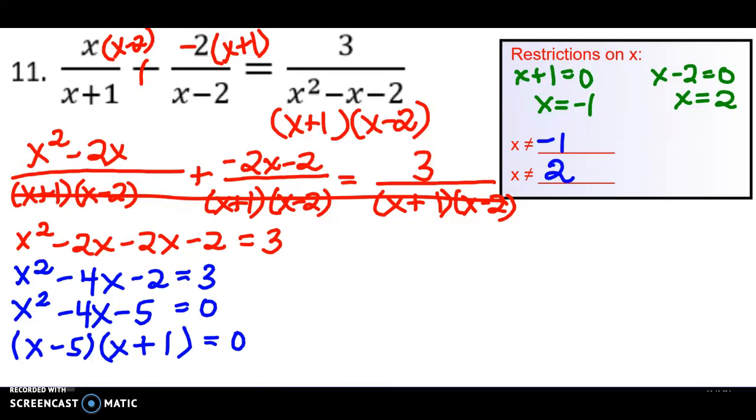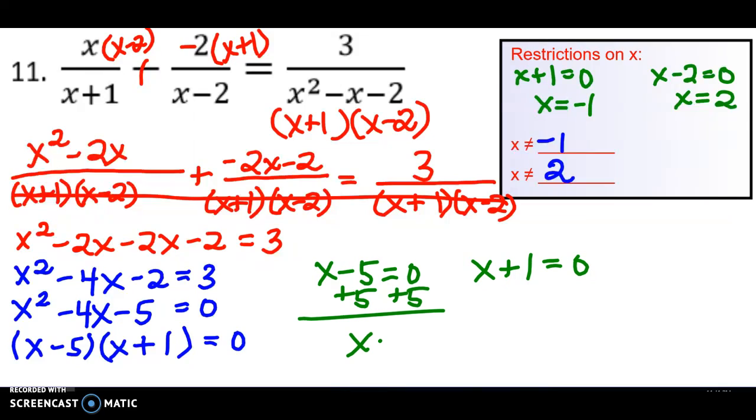Okay, so hopefully you remember the next step with these factors is to set each of them equal to 0. So we have x minus 5 equals 0, and we have x plus 1 equals 0. And when I solve this first one by adding 5 to both sides, I get x equal to 5 as a solution. And when I subtract 1 from each side, I get x equals negative 1 as a solution.